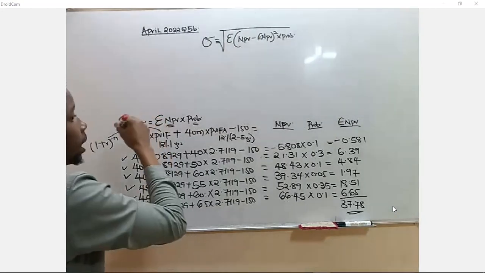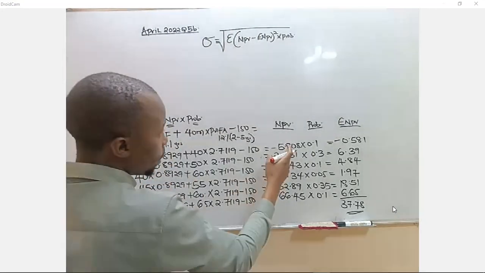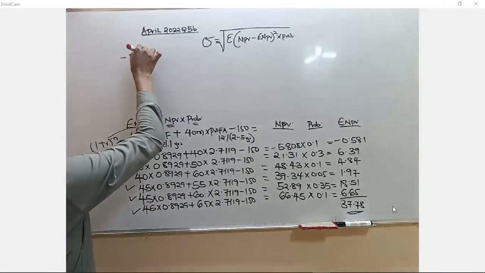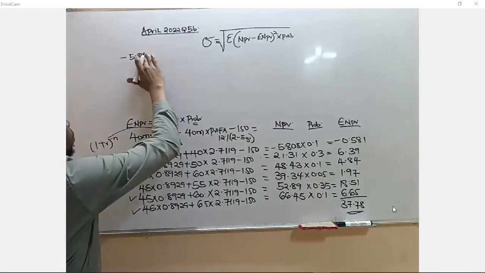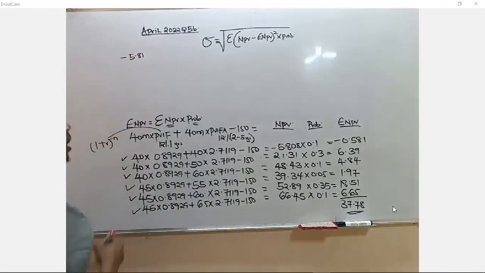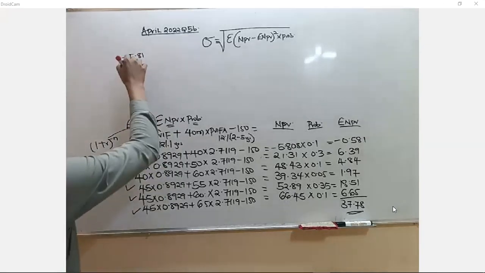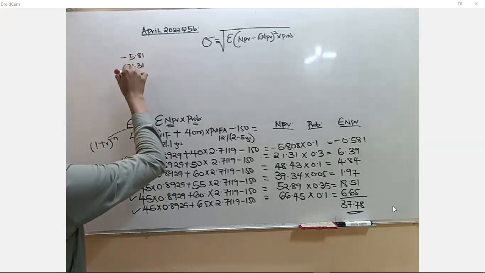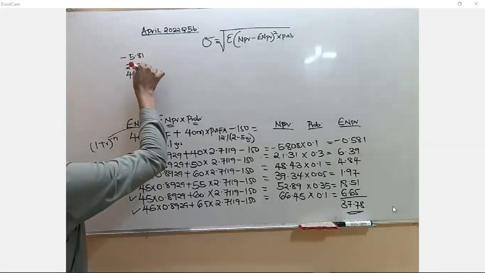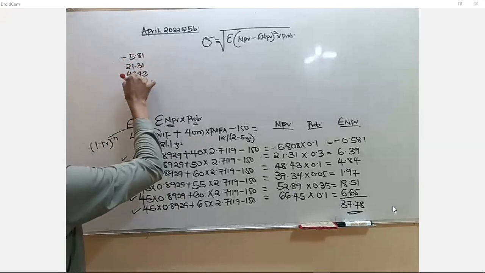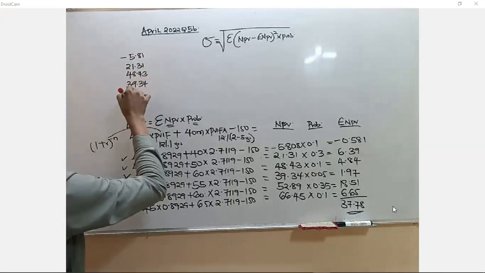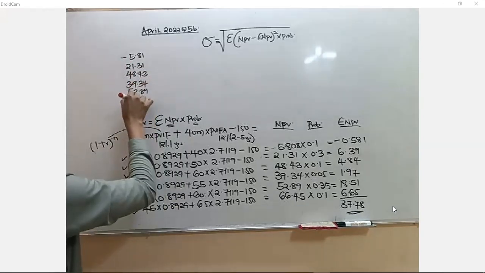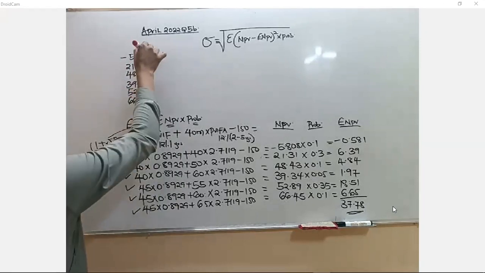So in this case, let us look at the NPVs, and you can see you have all your NPVs here. The first one will be negative 5.808, or to 2 decimal places, negative 5.81, then 21.31, 48.43, 39.34, 52.89, and the last one will be 66.45.